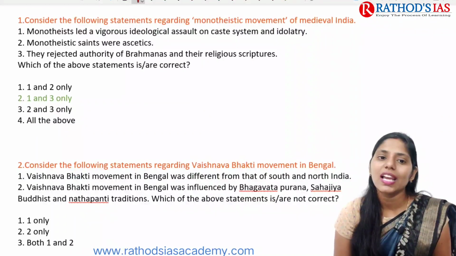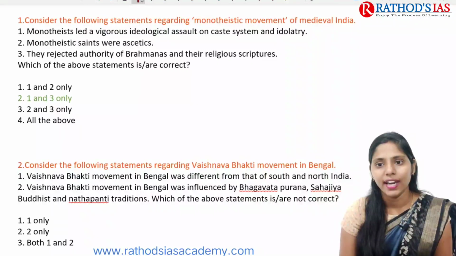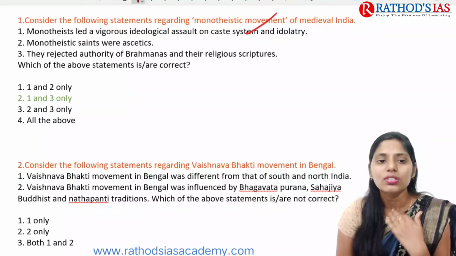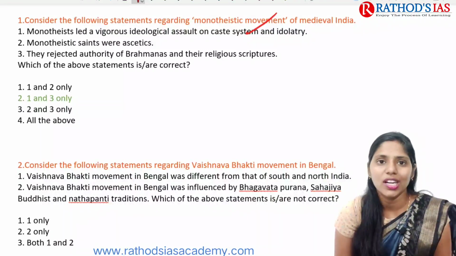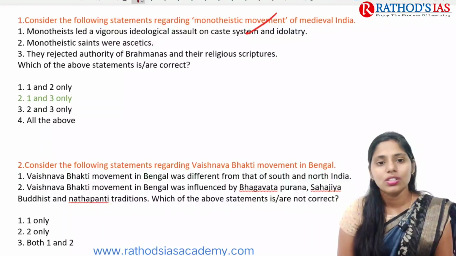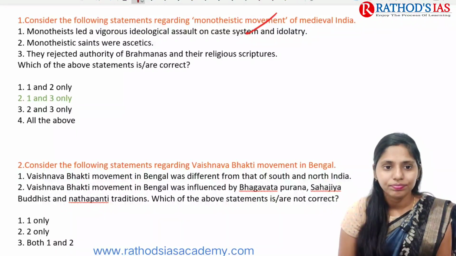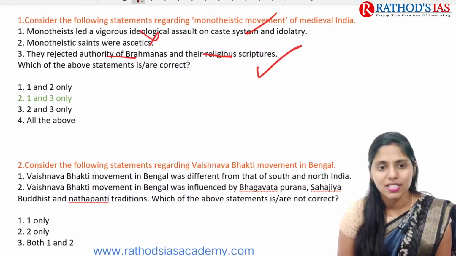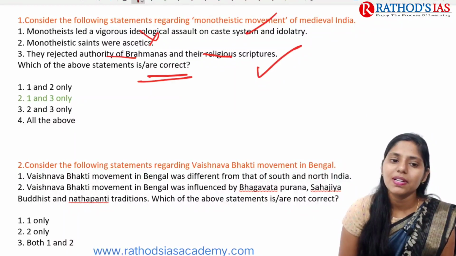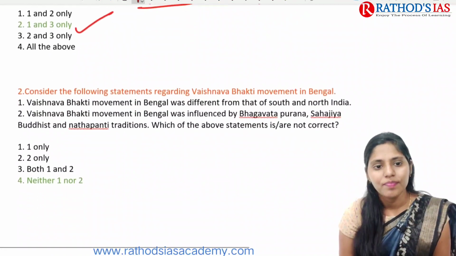Monotheists led a vigorous ideological assault on caste and idolatry, yes. And monotheistic saints, are they ascetics? They are not ascetics. They led a worldly life. They also married. So they are not ascetics. And they rejected the authority of Brahmins and other religious scriptures, yes. So here you need to identify the correct statements, that will be 1 and 3 only.